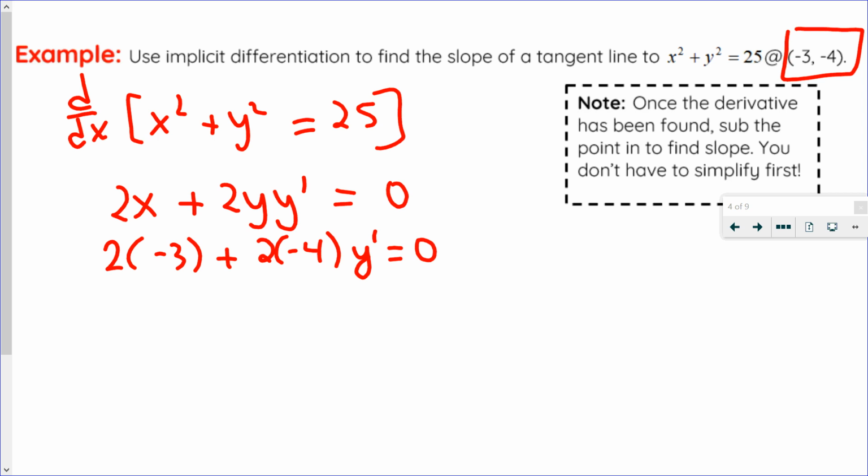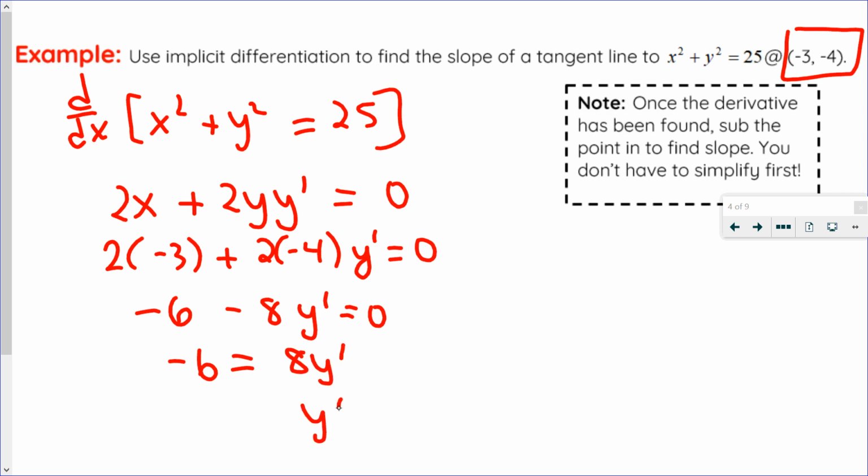So I have -6 minus 8y prime equals 0. Let's add 8y prime to both sides, and then divide both sides by 8. And so you get y prime, which is the slope, is -6 over 8, or in lowest terms, -3 over 4. And you see I get the same value, but I think that might be a little simpler. So once we take our derivative, sub in the point, find the slope. You don't need to simplify first because I'm looking for a numeric value.